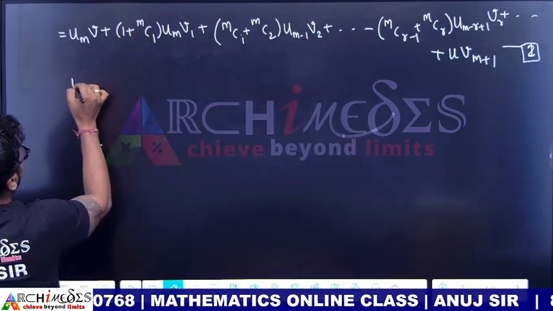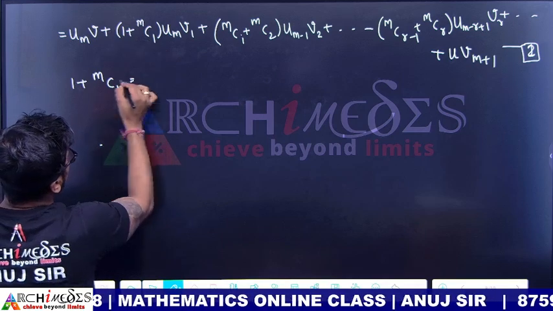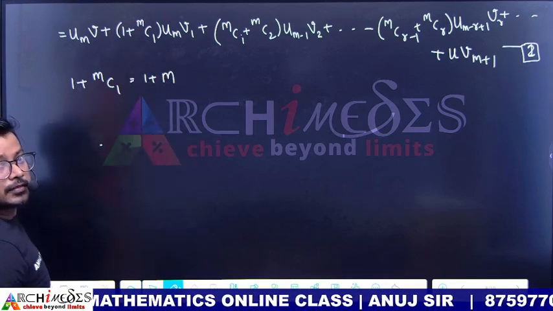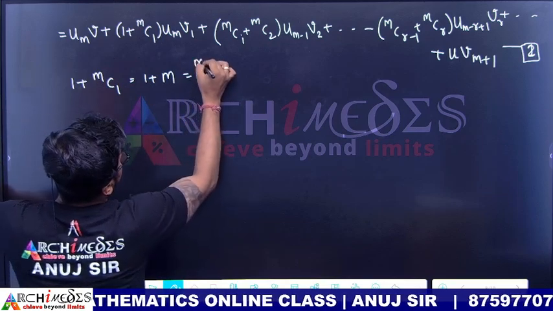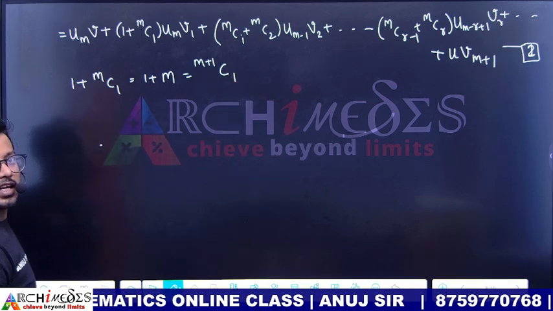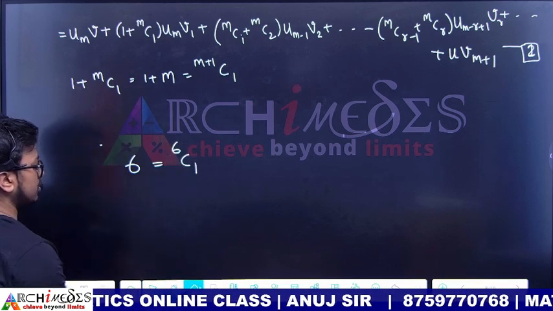So dear, can we write 1 plus mC1? I'm just simplifying this. So 1 plus mC1 is 1 plus m, yes or no? Because mC1 is m. So can we write this as m plus 1 C1? Because I have to write in combination format. It is the same. As I have already told you, if you want to write 6 in combination, you can write 6C1. Both are same. Any doubt?